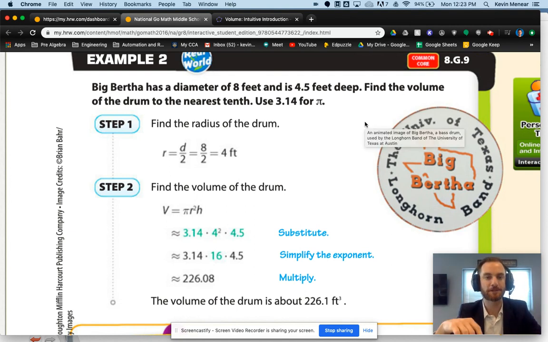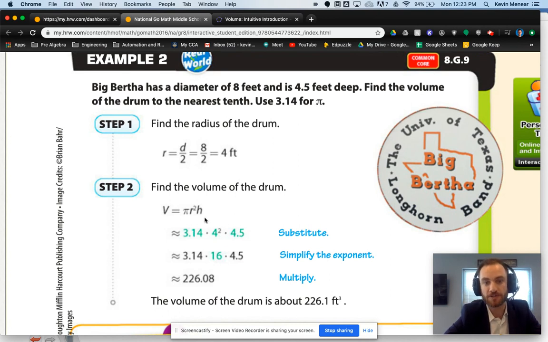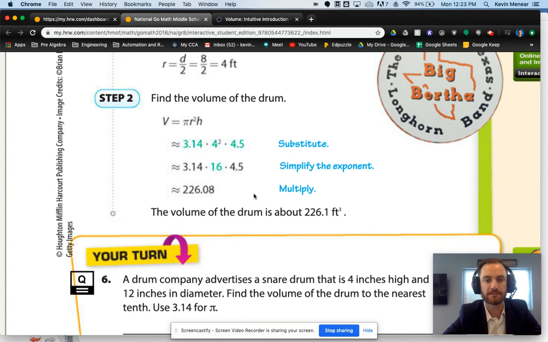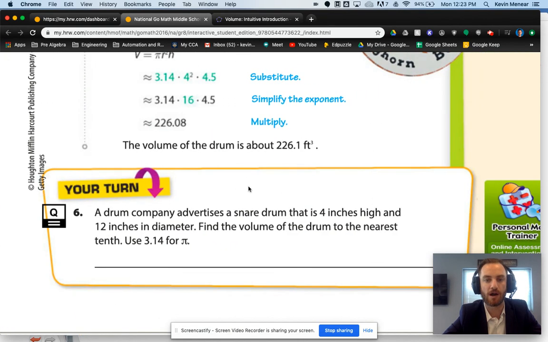All right, so first you want to find the radius, which is 8 over 2, which is 4. You've got that the depth is 4.5, so that's the h, the height in this case. So it's pi times 4 squared times the height, which is 4.5. Calculate, simplify, they keep using 3.14, awesome.